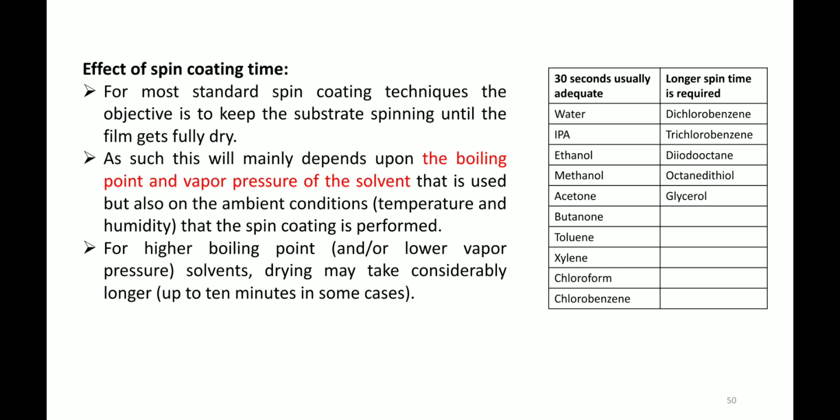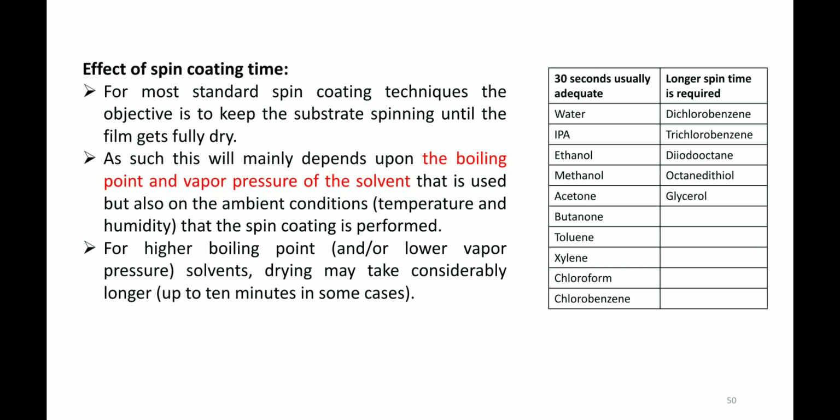So which parameters of the solvent you are using matter? What is the boiling point of that solvent, and what is the vapor pressure of that solvent? That is very important to know before use. If you know that, then accordingly you are able to control and provide sufficient time. In addition, you also need to take care of the ambient conditions, that is, the temperature and the humidity, while you are performing the spin coating. If you are doing spin coating at room temperature, then things are different. But if you are doing the spin coating at a high temperature, then it will not be the same parameters you have to follow as compared to room temperature.